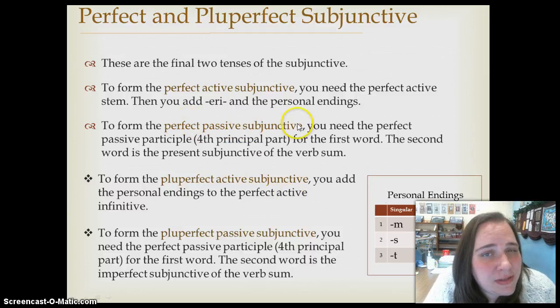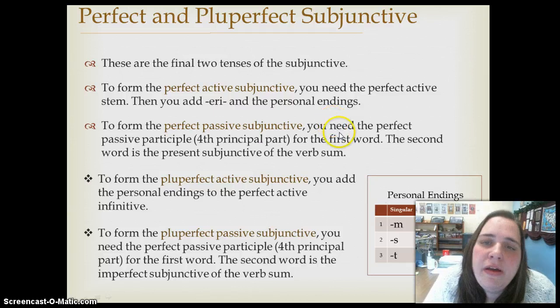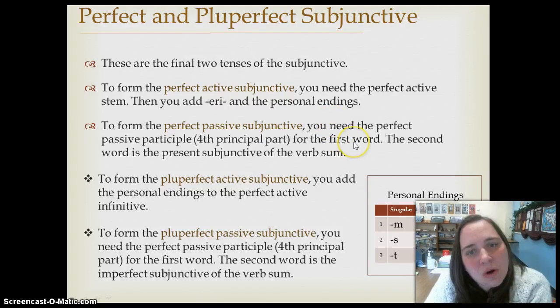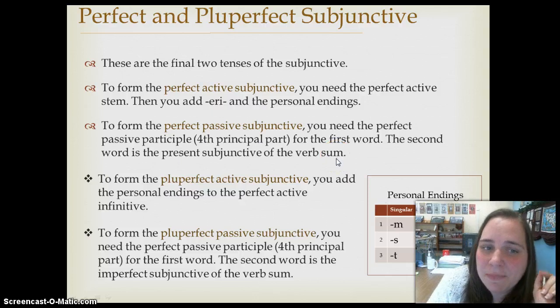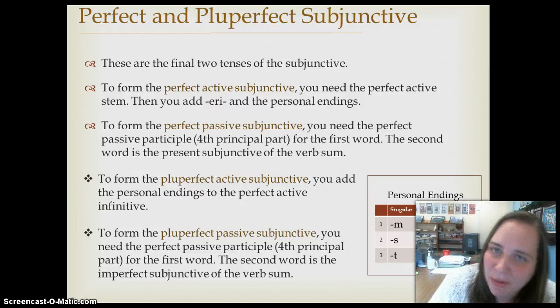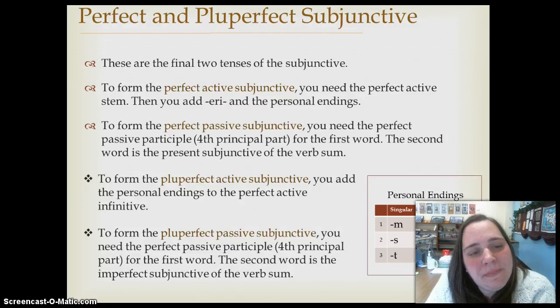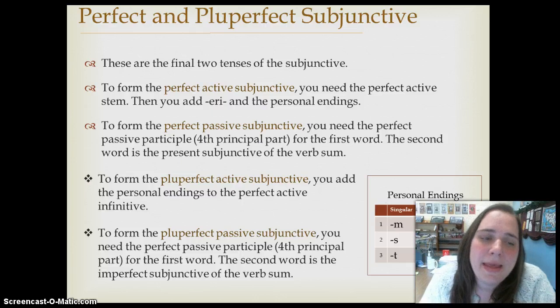The perfect passive subjunctive is going to be the fourth principal part, the perfect passive participle, for the first word. And then the second word is going to be the present subjunctive of the verb sum: sim, sis, sit, simus, sitis, sint. Now this is interesting, because for the perfect passive indicative, the first word is the fourth principal part, and the second word is the indicative of the verb sum. So actually it follows a pattern you're pretty familiar with.